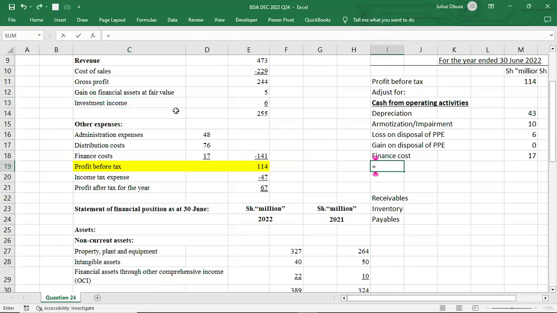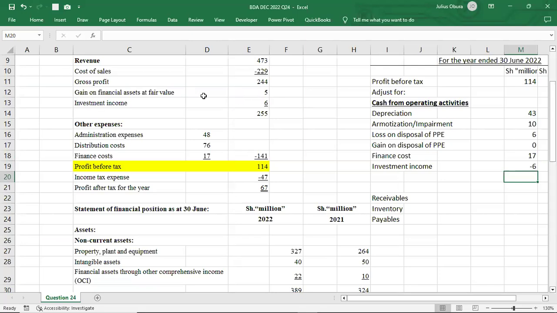Yeah, so we bring in investment income. Now, for these ones that you are bringing from the income statement directly, if it was added in the income statement, you subtract it here. If it was subtracted, you add it. So it means that for our investment income, you're going to have minus 6, because it was added, so we subtract it. Okay. So we are done with the investment income.